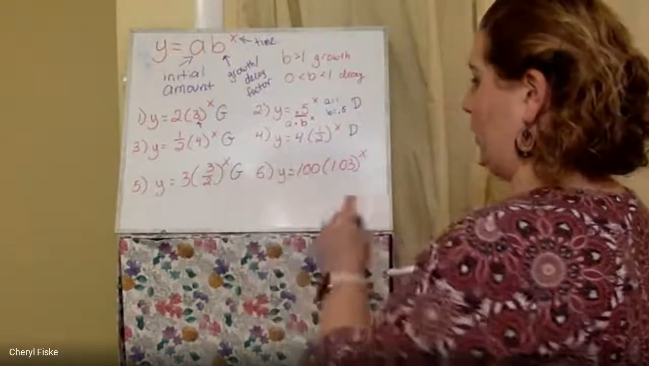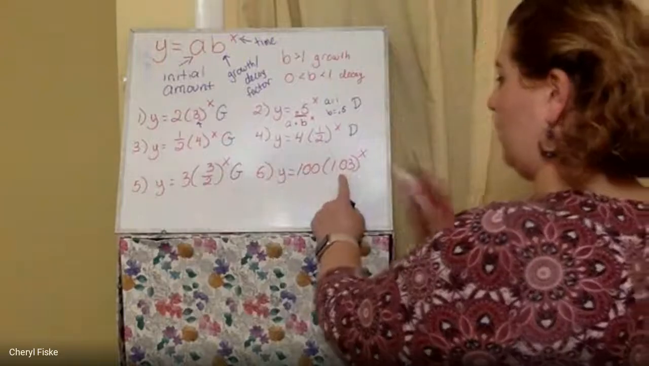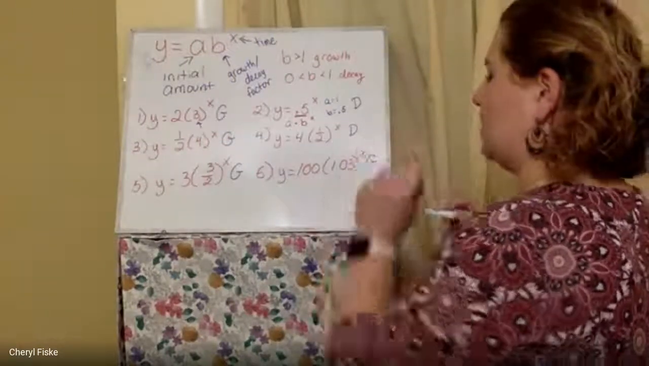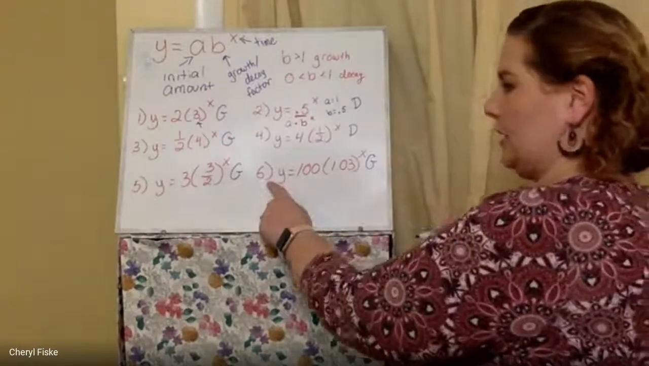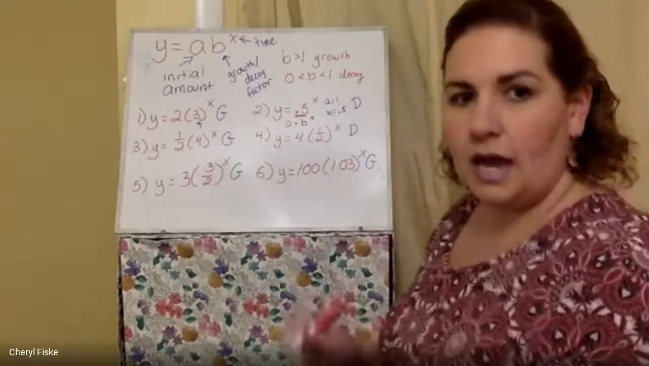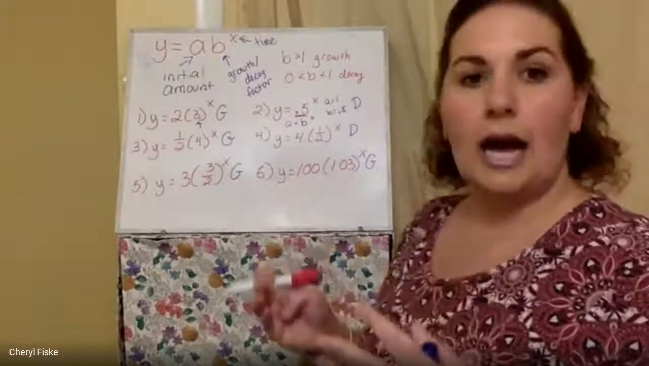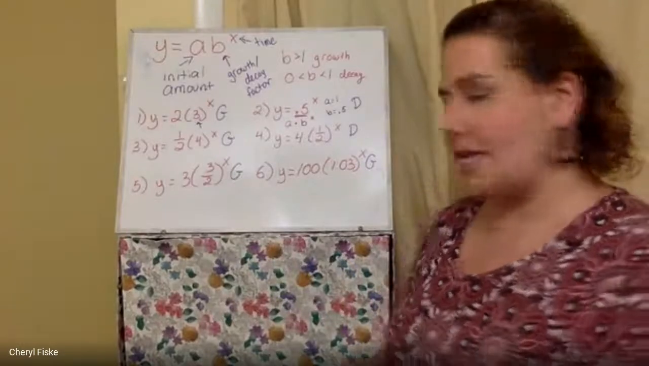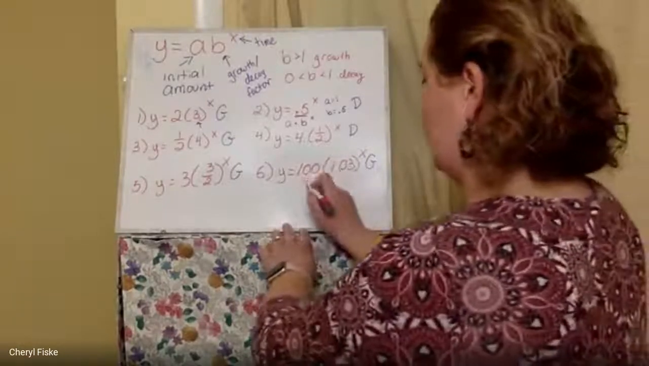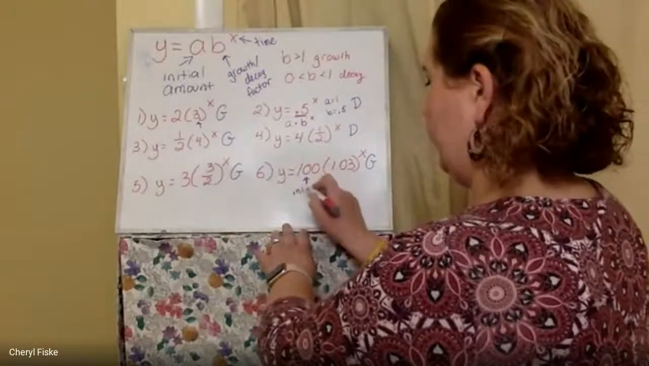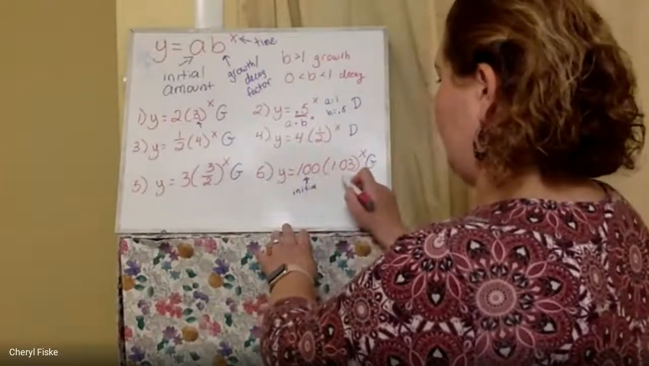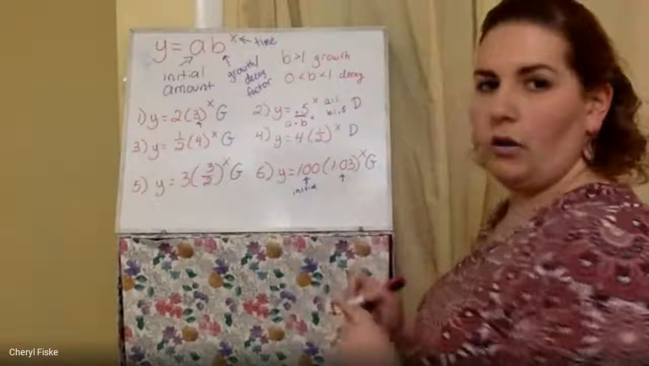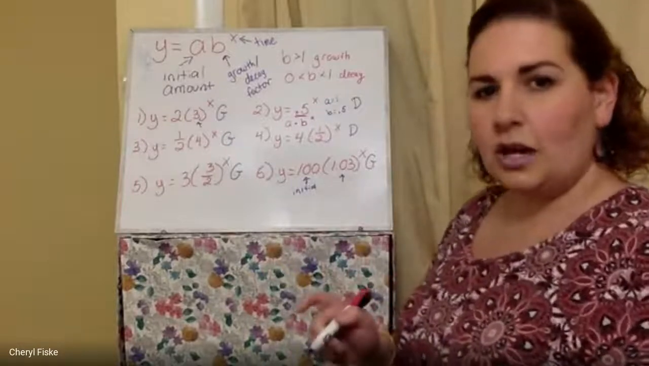So that's growth. And this one is 1.03. So that's growth. So now let's think about number 6. My initial amount is 100, let's say $100. And now what's my growth factor? Let's think about this. So this would be my initial amount. And now here is my growth factor, 1.03. So let's talk about that a second.